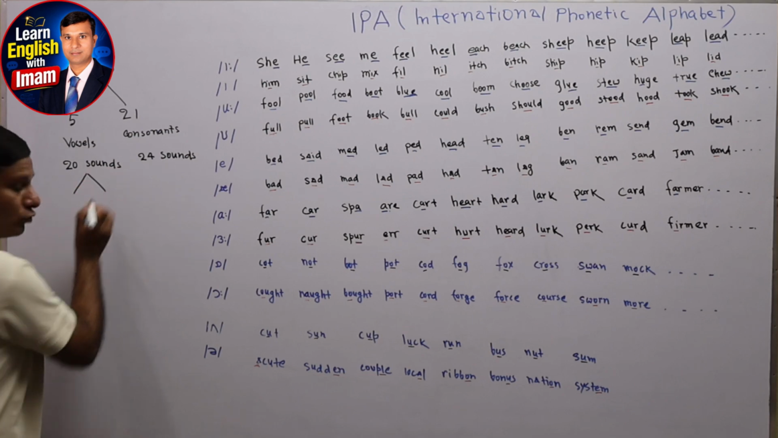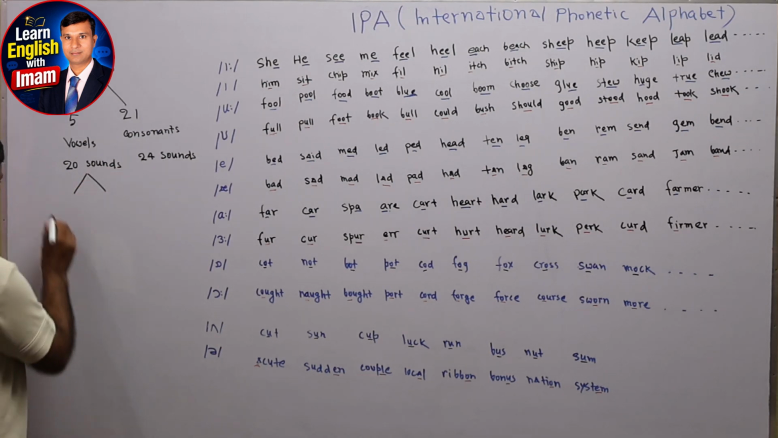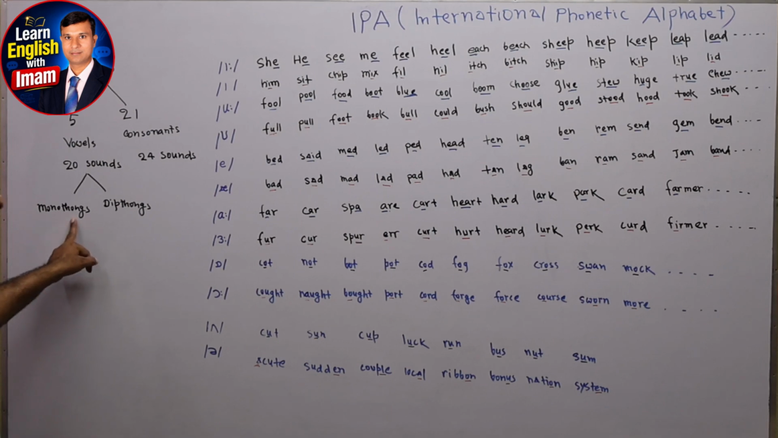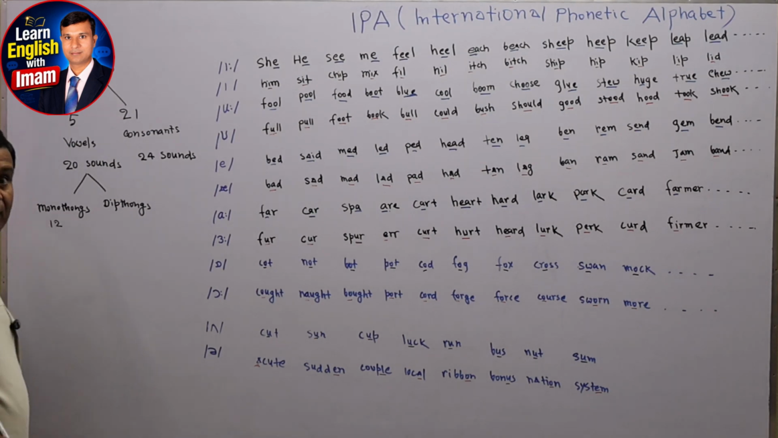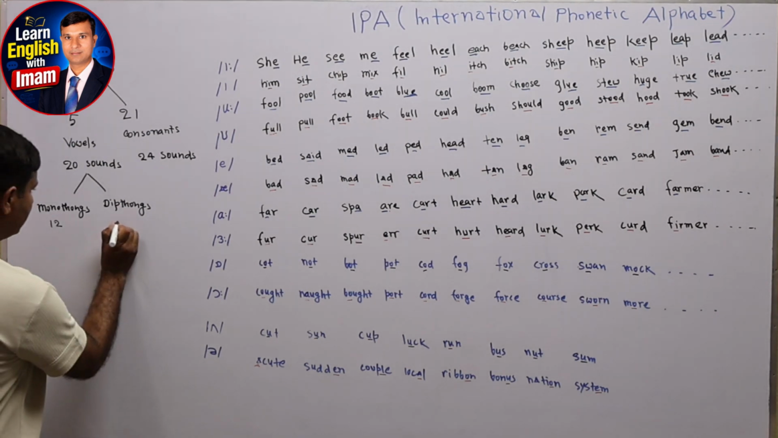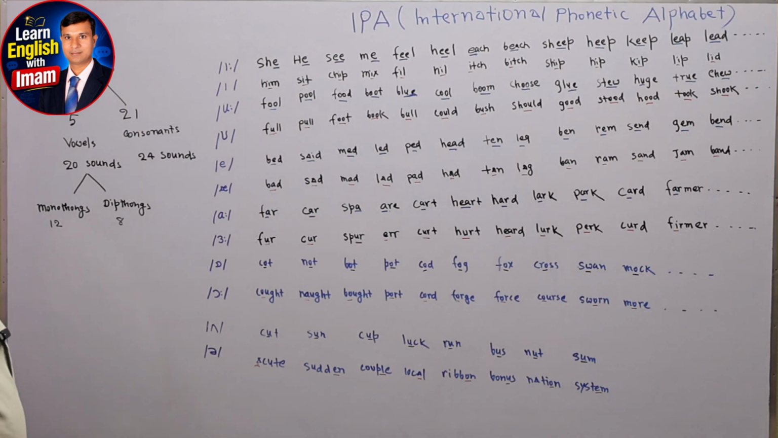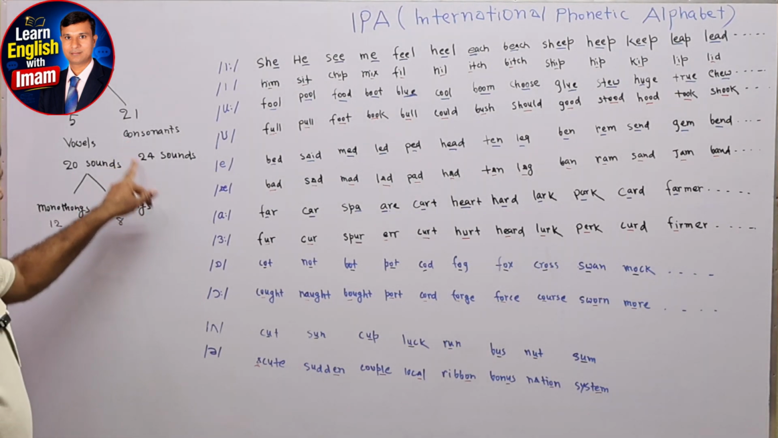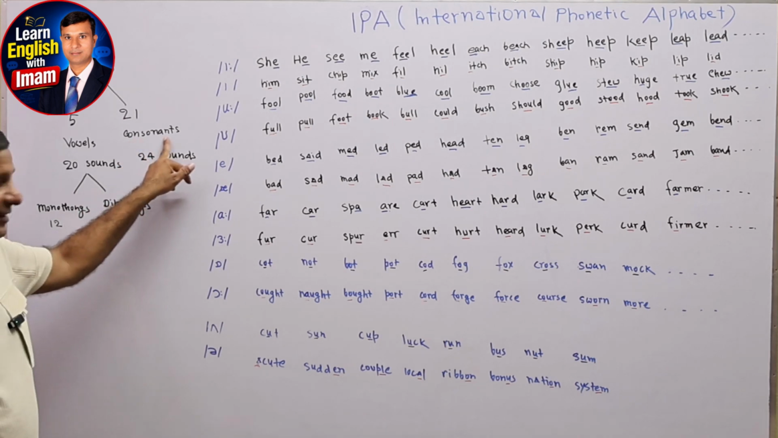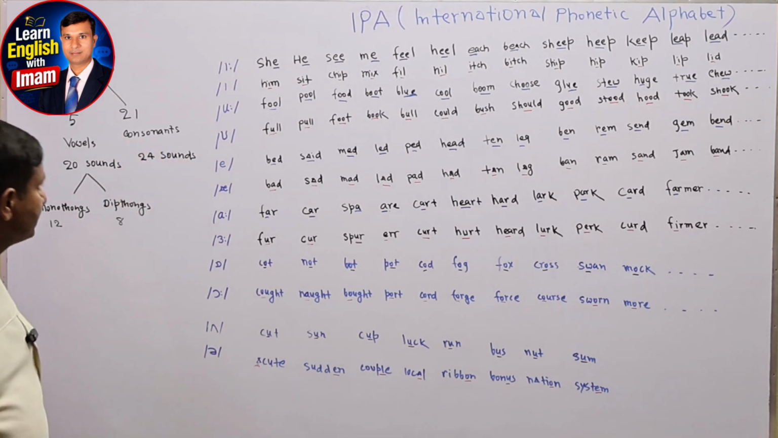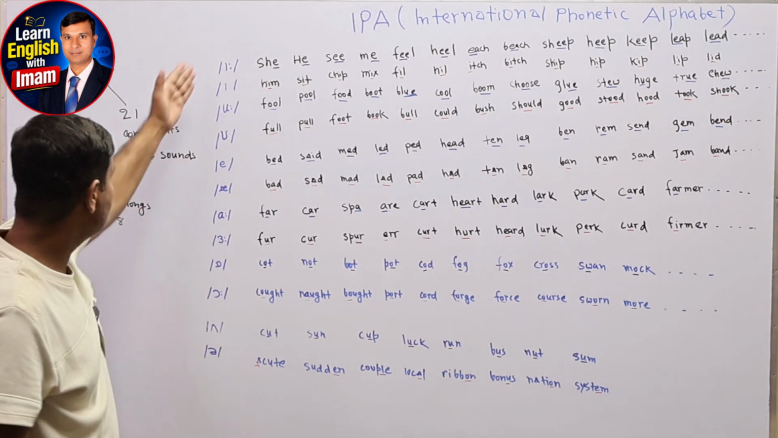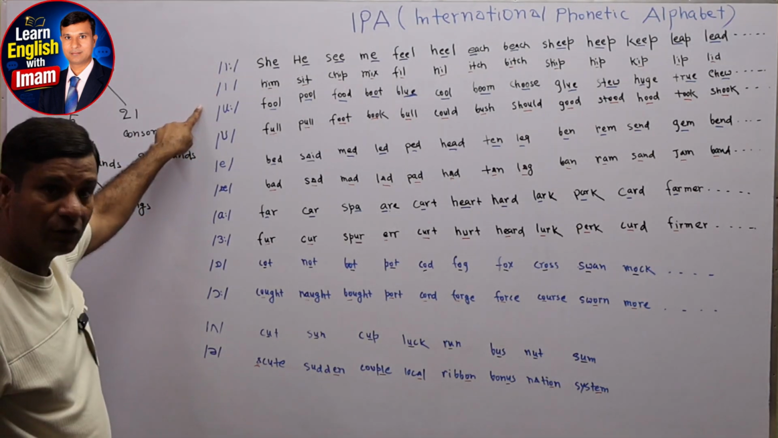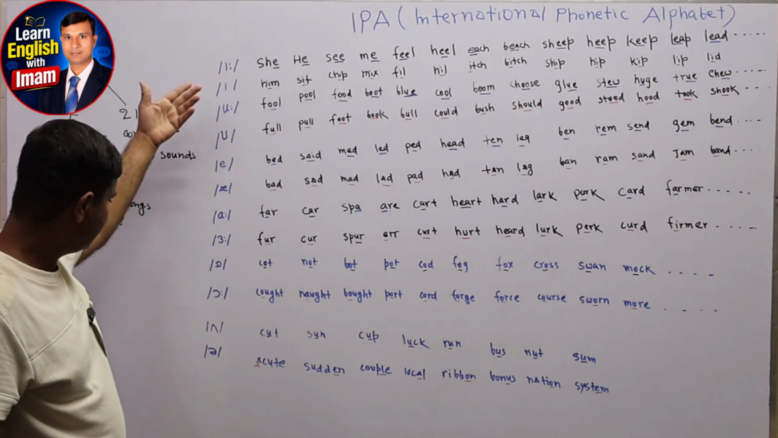Again, we divide it into two parts, monothongs and diphthongs. Today I am going to talk about monothongs. We have a total of 12 monothongs and 8 diphthongs. In the next class, I will talk about diphthongs and these 24 sounds that are related to consonants. Let's see, we have all these monothongs. These all come from these 5 vowels. We have written them like that.